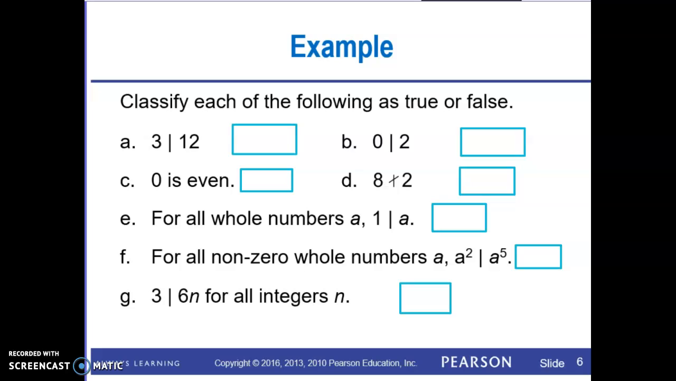Okay, so let's look at these statements and let's determine if these statements are true or false. 3 divides 12 is that first one. Okay, what do you guys think? 3 divides 12.